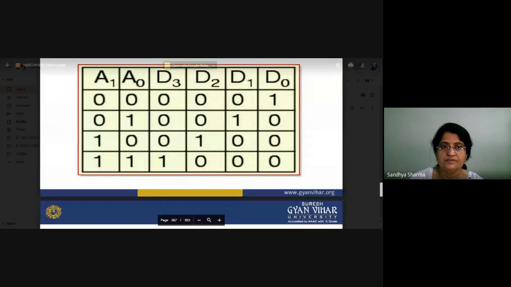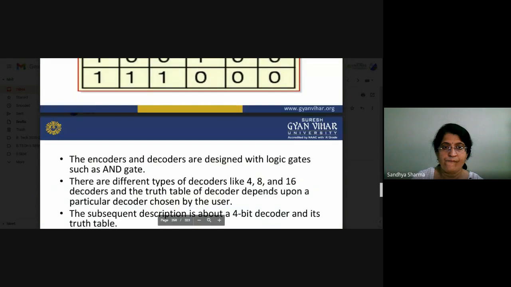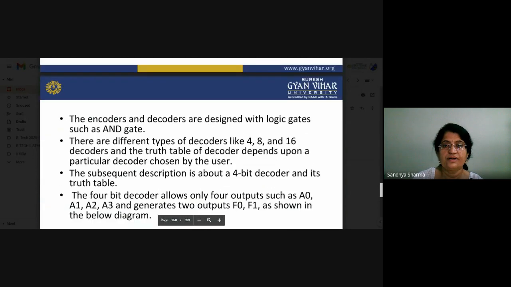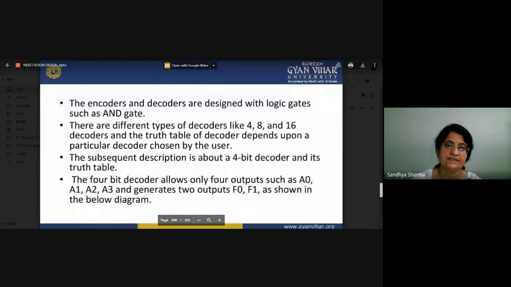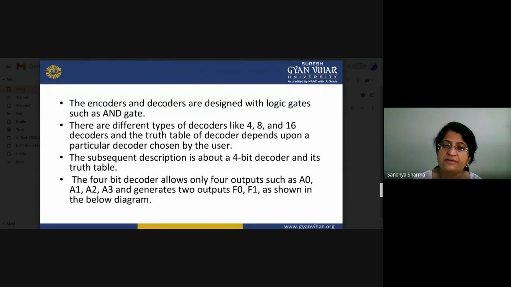You will make this table. Encoders and decoders are designed with logic gates such as the AND gate. The decoder is basically a combinational circuit, and it is made from different logic gates. There are 4, 8, 16 decoders. If you are working on 4 raised to 2, you can also design 8 raised to something and 16 raised to something decoders.